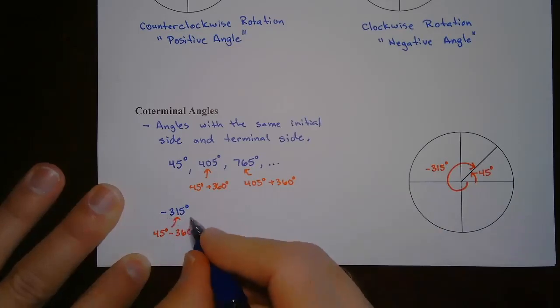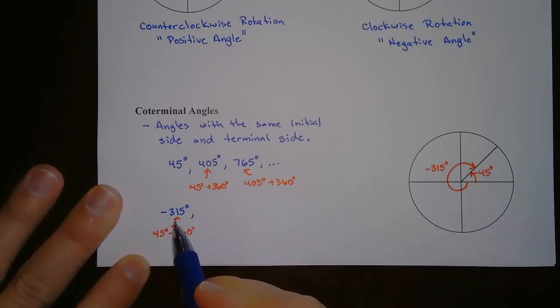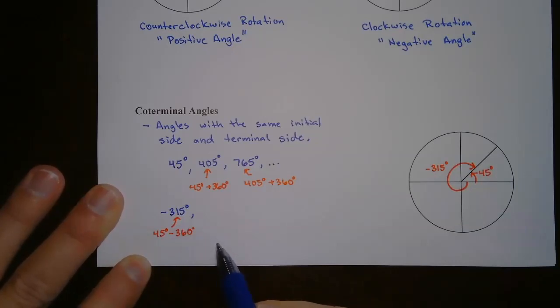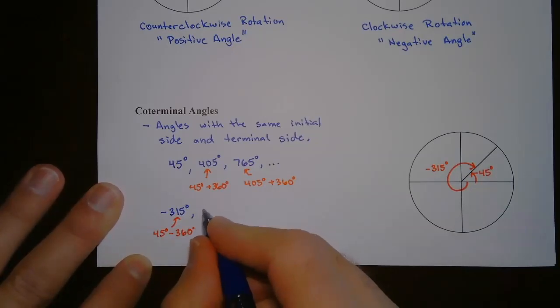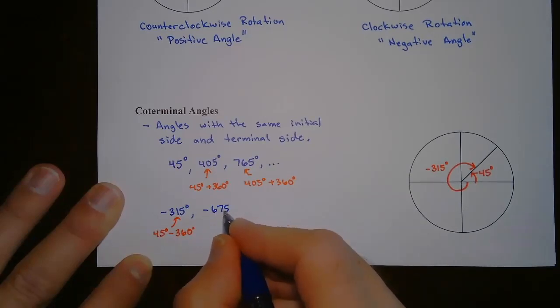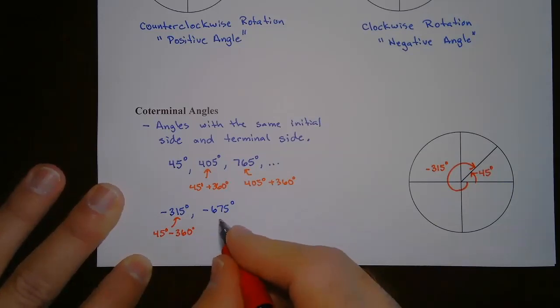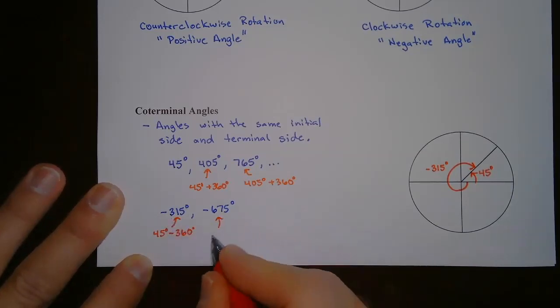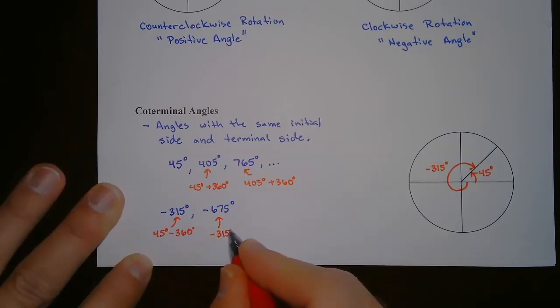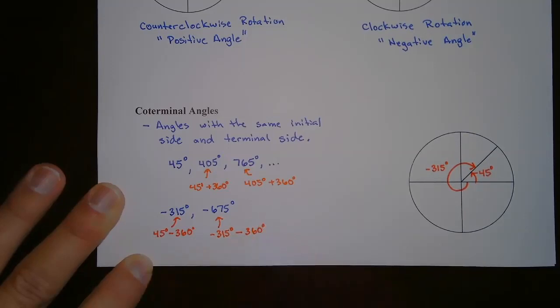Now, could I keep rotating in that direction? Yes. I could take the negative 315 degrees and subtract 360 degrees, and that would give me negative 675 degrees. How did I get that negative 675 degrees? I got that by taking the negative 315 degrees and subtracting 360 degrees, because 360 degrees is a full rotation. Whether it's adding it or subtracting it, you're doing a full rotation back to that terminal side. So we could keep doing this.